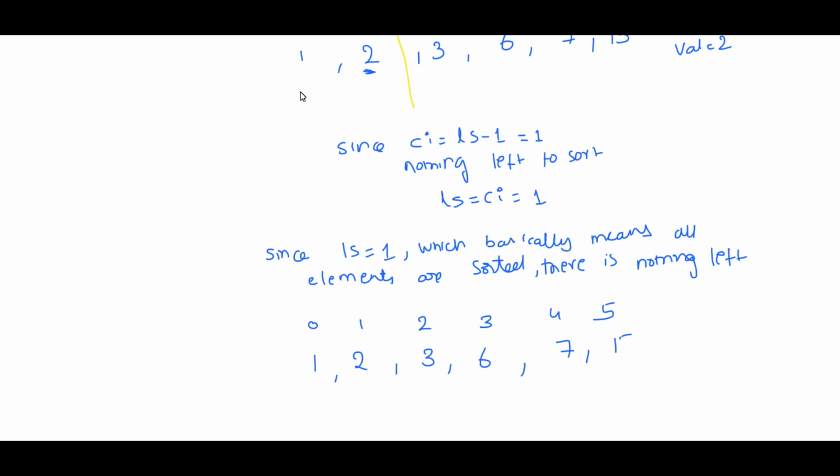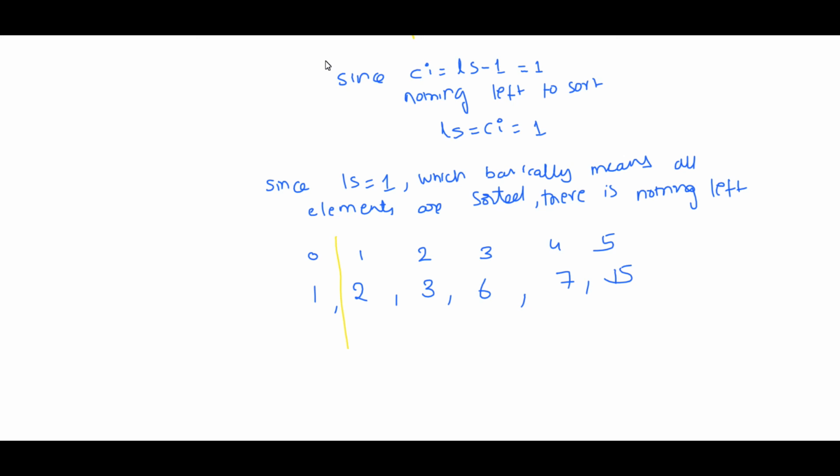6, 7, 15, and let's identify what is the sorted part. Since we always made sure that the biggest element ends up towards the end, the only element which should be left in the first position would be the smallest element, and there is no need to sort. So that's the result. Thank you guys.